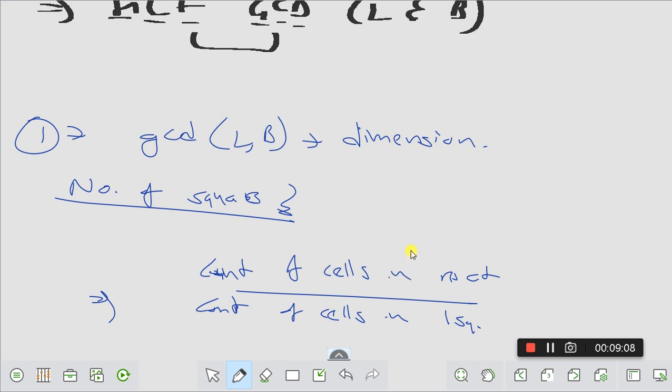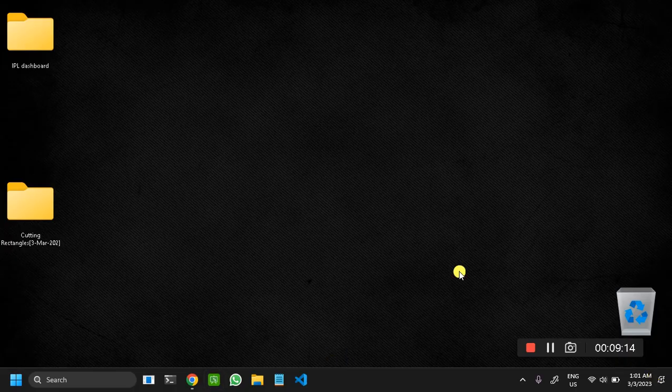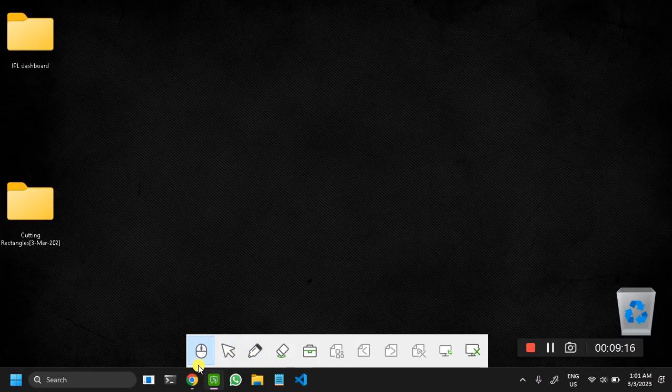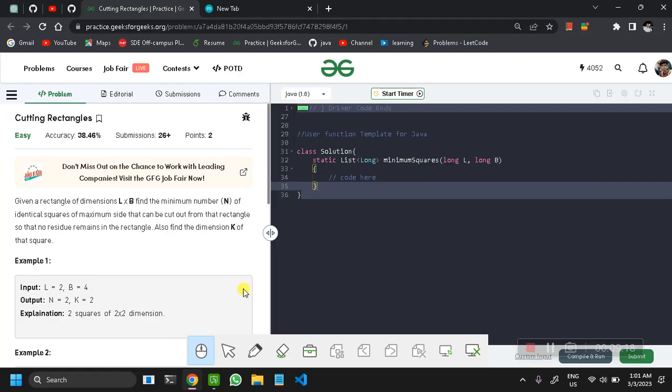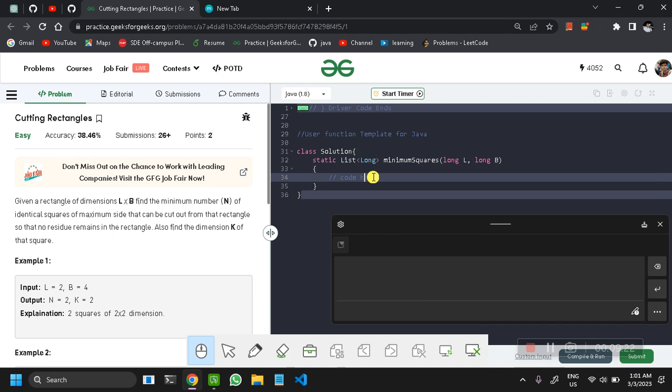Okay, so I hope you guys are clear with the intuition behind the solution, and now I'm just going to write this solution. So let me just code this. This is the problem on Geeks for Geeks, and now I'm just going to code this.